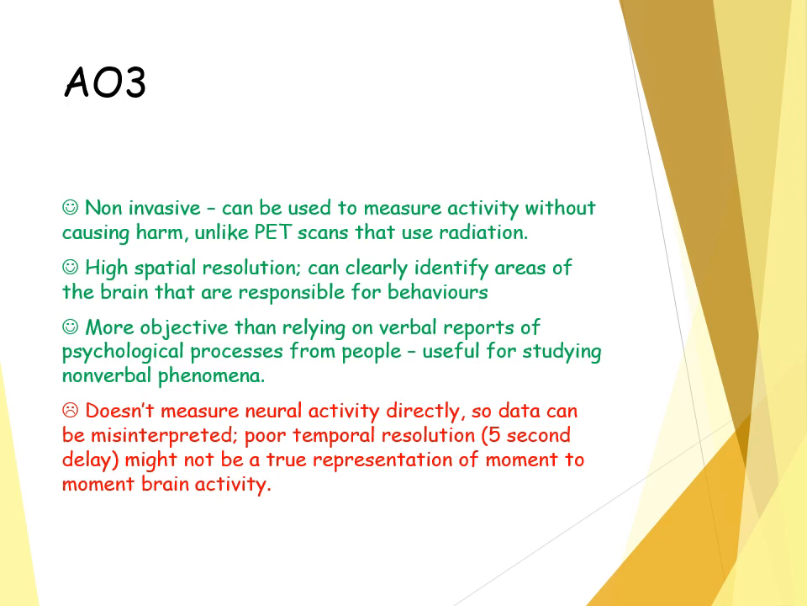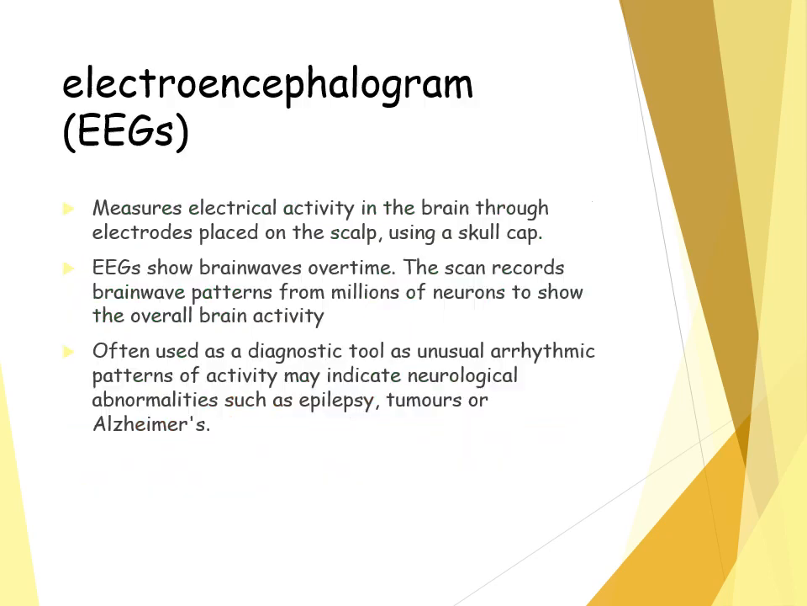So it doesn't measure neural activity directly, so data can be misinterpreted. Also, it has really poor temporal resolution, a 5-second delay, so it might not be a true representation of moment-to-moment brain activity. So it's only after about 5 seconds that you see that that area of the brain has been activated. So is it really that you're measuring that brain activity at that moment to that stimulus, or are you measuring something else? So it could reduce the validity of the research.